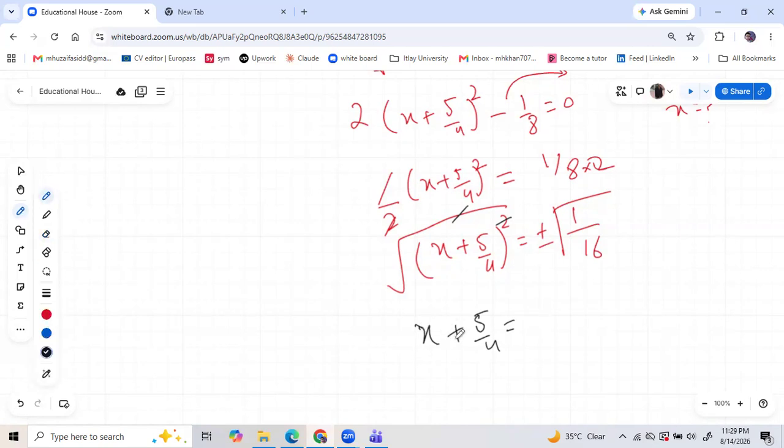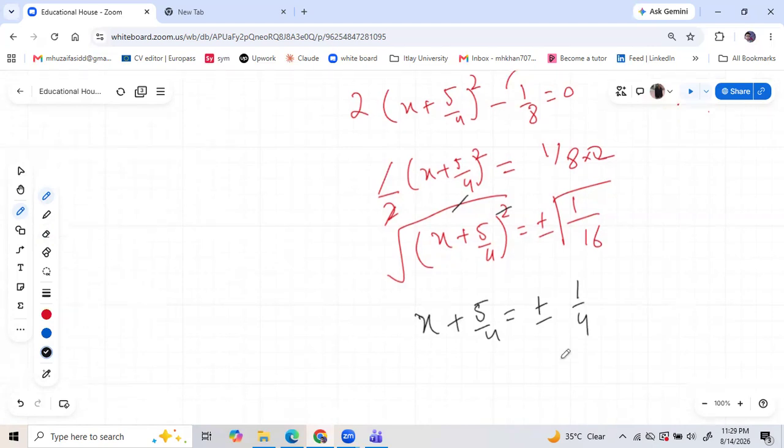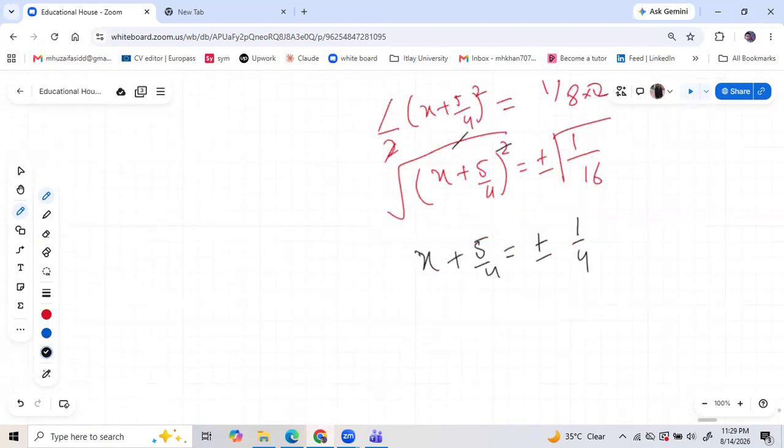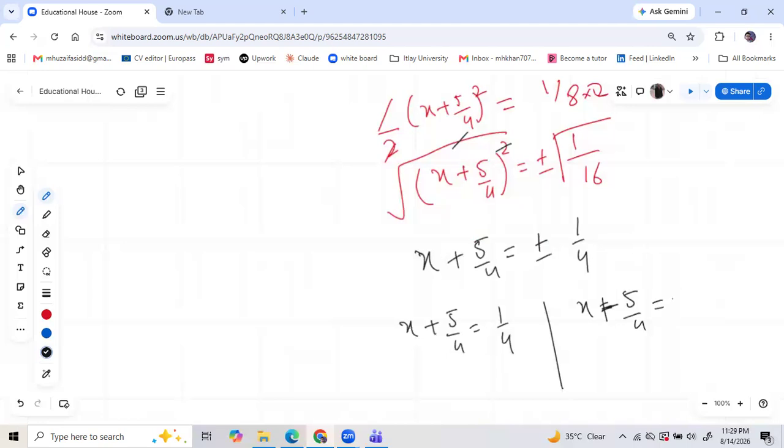Okay, okay. So x plus 5 over 4 is equal to plus minus 1 over 4. Here we have the two cases. One case is x plus 5 over 4 is equal to 1 over 4. And here we have the second case, x plus 5 over 4 is equal to minus 1 over 4.